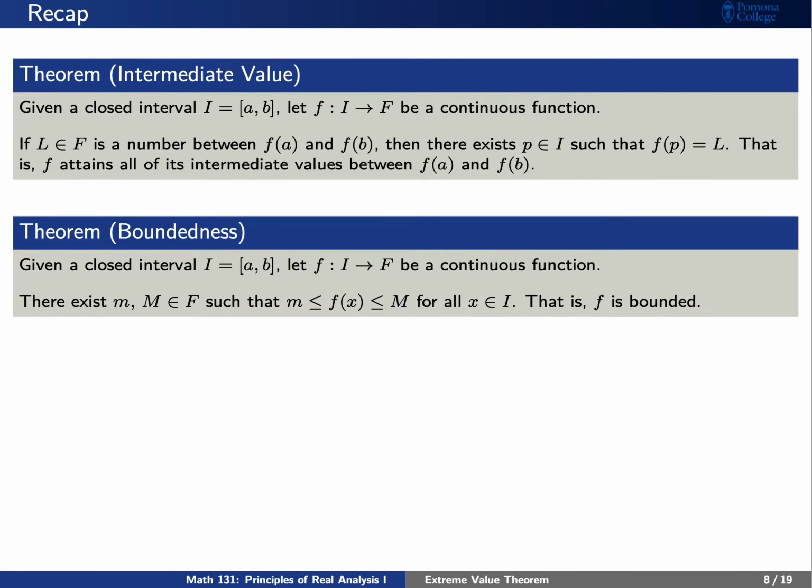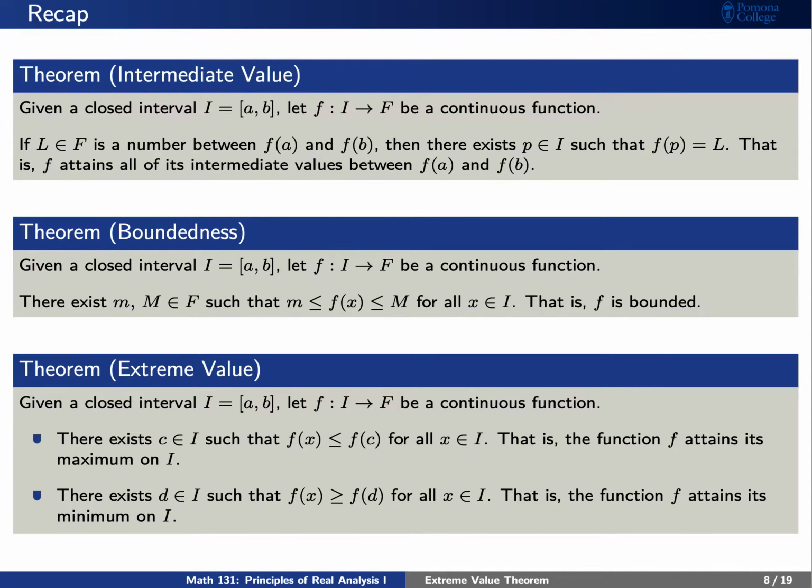The second is the boundedness theorem. There exists a lowercase m and an uppercase M such that f of x is greater than or equal to lowercase m and less than or equal to uppercase M. That is, a continuous function f is bounded. And the third is the extreme value theorem.